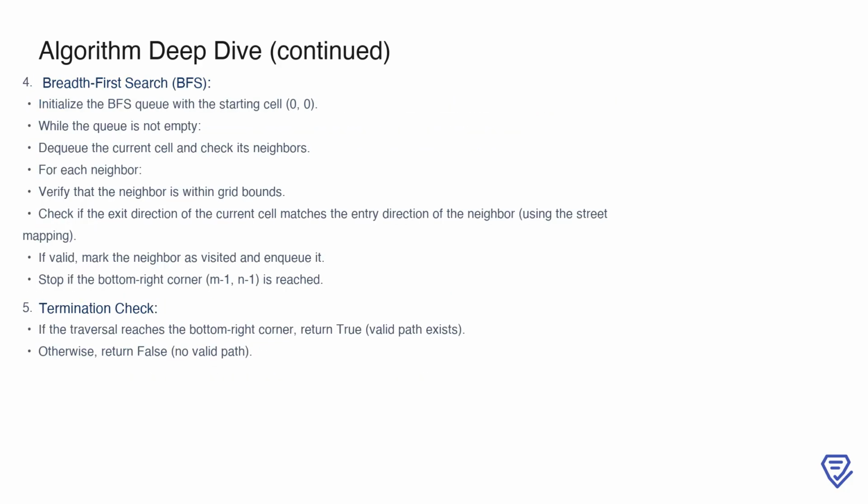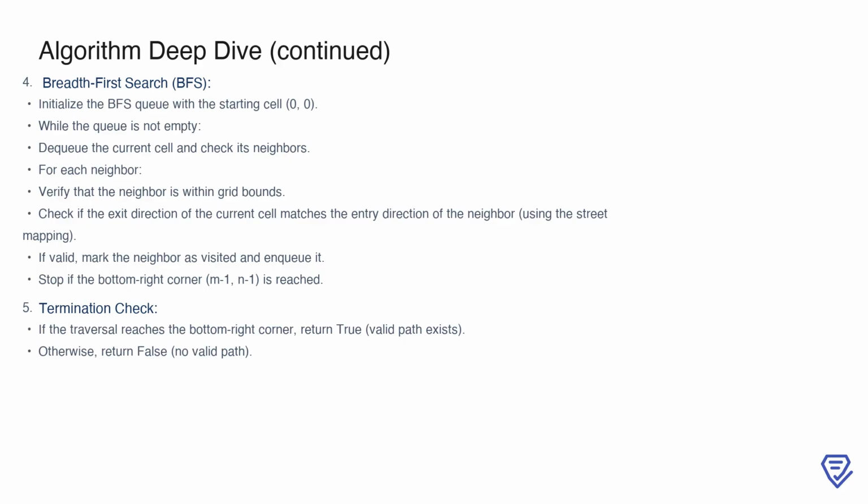In the breadth-first search approach, we start by initializing the queue with the top left corner of the grid, along with its entry direction. While the queue isn't empty, we process cells one by one. For each cell, we examine its neighbors to identify valid movement paths. This involves checking if the neighbor is within grid boundaries and, more importantly, verifying that the current cell's exit direction aligns with the neighbor's entry direction based on our predefined street mapping. If the conditions are satisfied, the neighbor is marked as visited and added to the queue for further exploration.